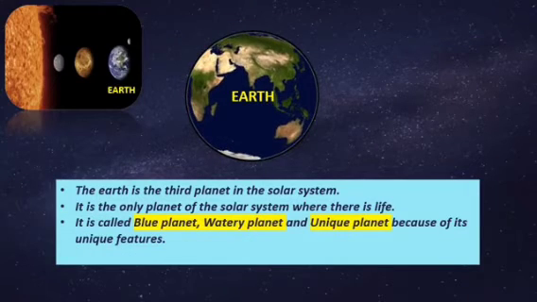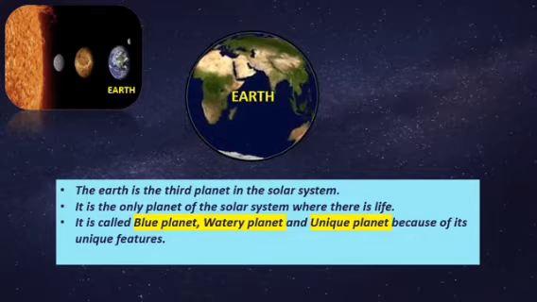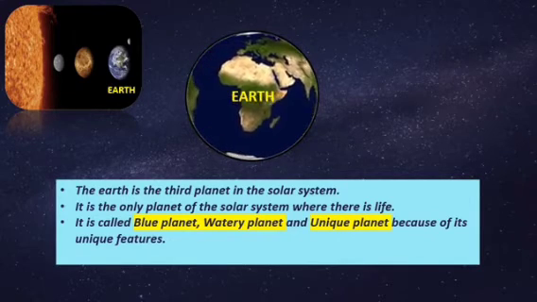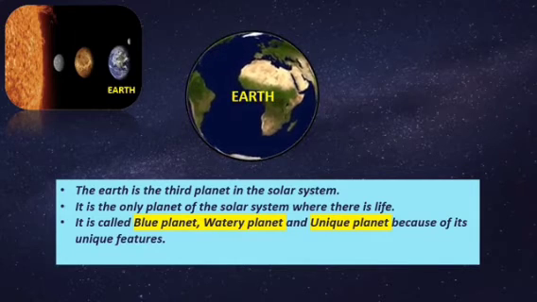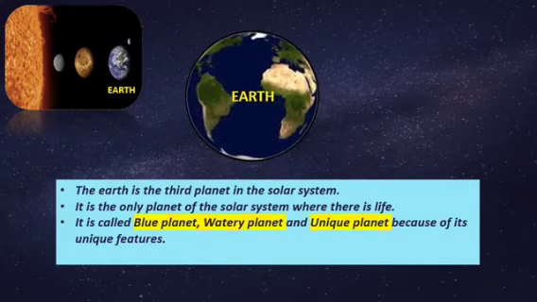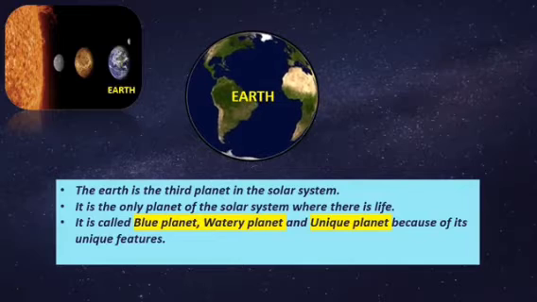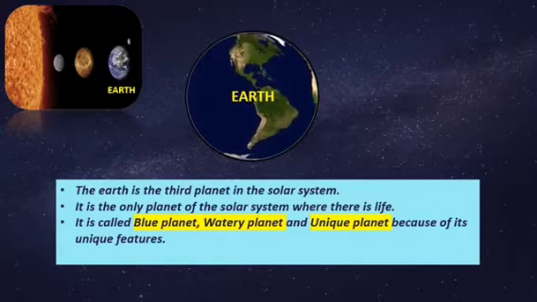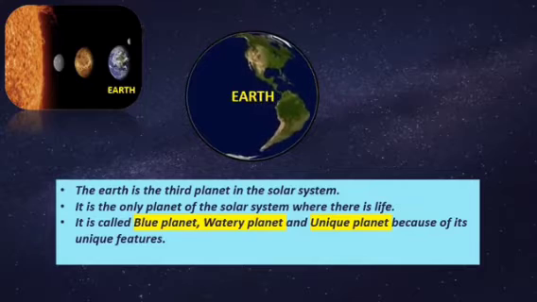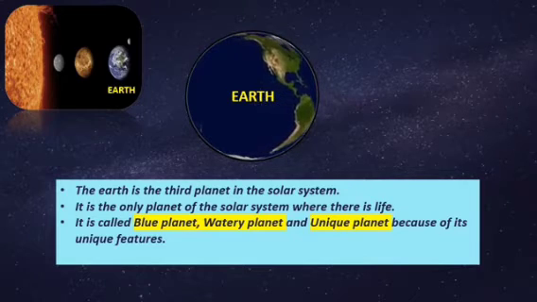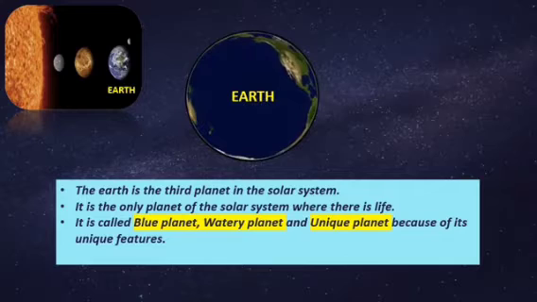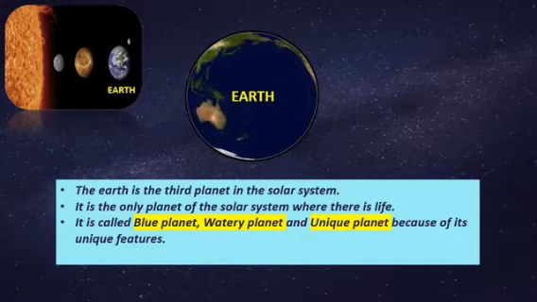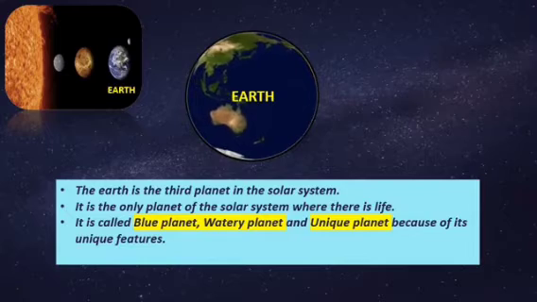You all know the position of the Earth in the solar system. Our Earth is the third planet in the solar system. It is the only planet in the solar system where there is life. It is also called planet of life. The Earth has various names. It is called blue planet, watery planet, unique planet, etc.